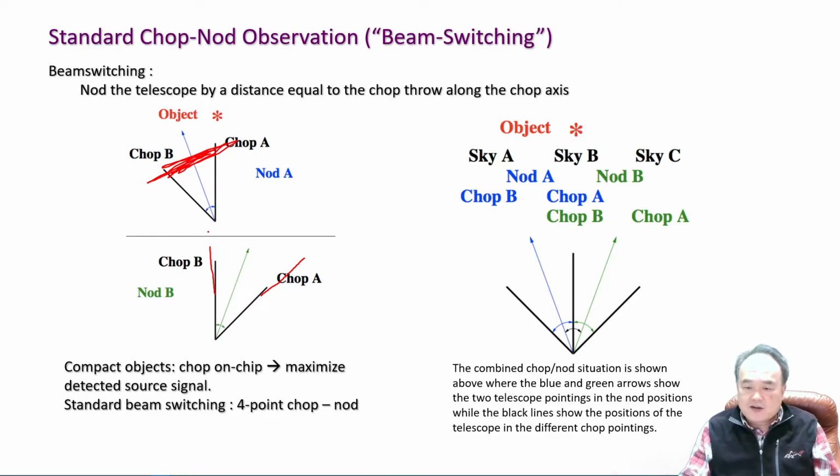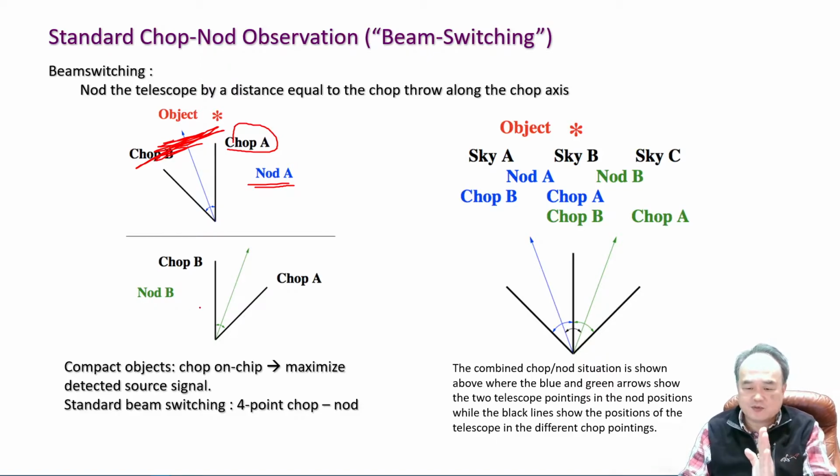So for nod A, your object is in the vertical direction, seen in the chop A beam. At one nod position, we do multiple choppings. Then the telescope is moved in such a way that your object is now seen at the chop B position, and we do multiple choppings again. Why are we doing this?